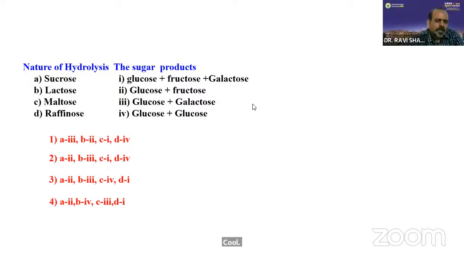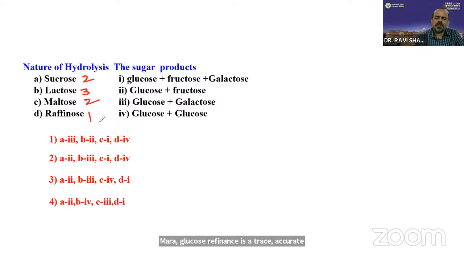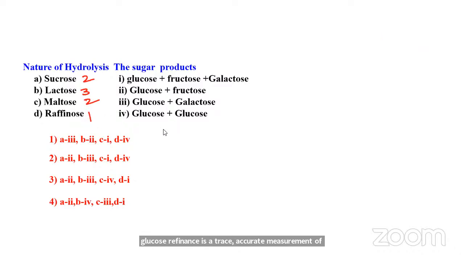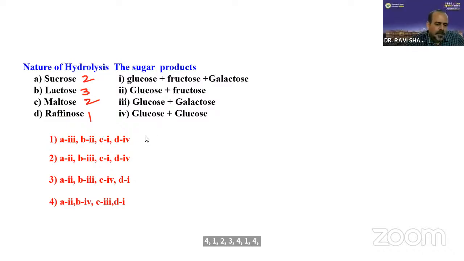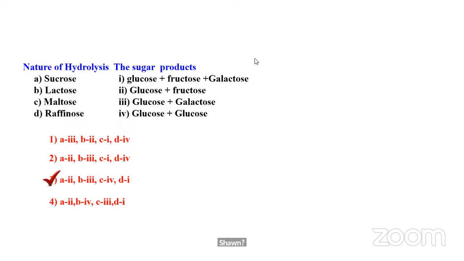What will be the option? Sucrose is made up of glucose and fructose. Lactose is made up of glucose plus galactose. Maltose is made up of glucose. Raffinose is a trisaccharide made up of glucose, fructose, and galactose. So 2, 3, 4, 1. Third option, sorry.